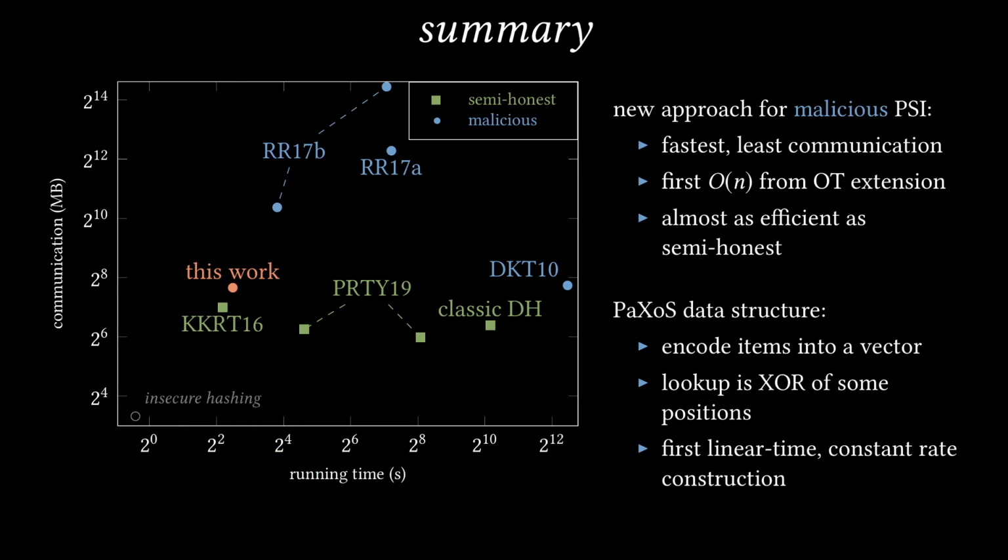I didn't have time for all of the technical details, so I invite you to find them in the full version of our paper. In summary, I showed you our new malicious two-party PSI protocol, which is the fastest one to date. It nearly closes the performance gap between semi-honest and malicious PSI. Along the way, we introduced a new interesting data structure called PaXoS, which encodes a set of items into a vector. We also showed how to construct the first PaXoS with linear size and linear complexity.